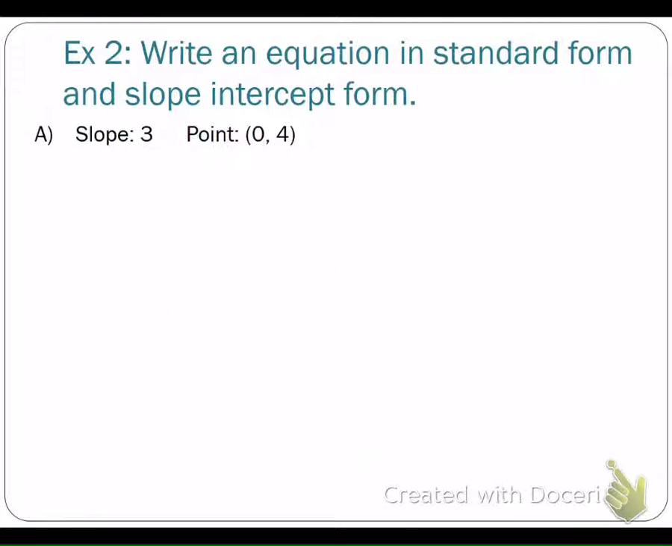Next thing we're going to look at is writing equations when you're just given a little bit of information about the line. So the first thing we want to do is write this equation in slope-intercept form, and then we're going to transform it to be in standard form. So this is where it gets a little tricky. We're going to start with y equals mx plus b. Now, the problem is I know my m, but I don't know my b. However, I have an ordered pair that's a really good hint.